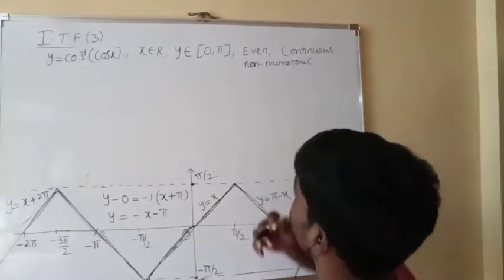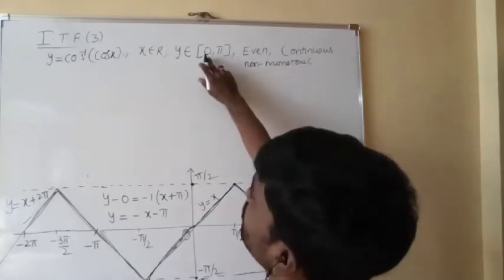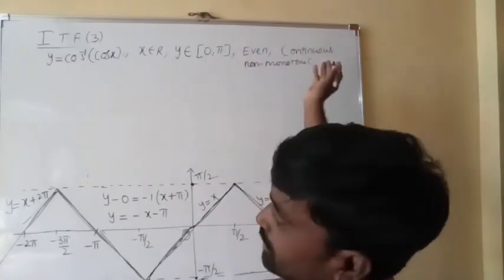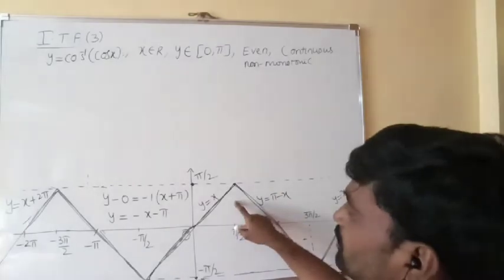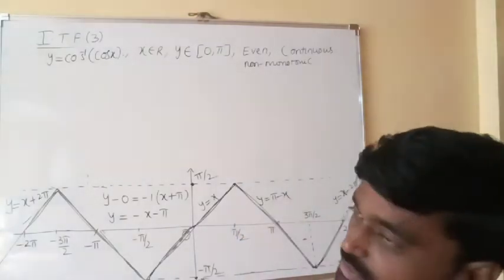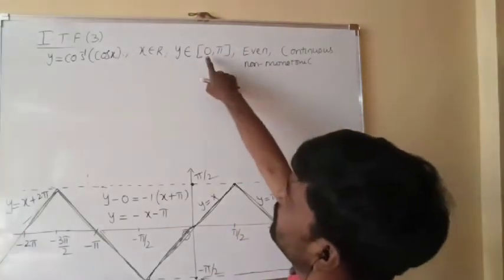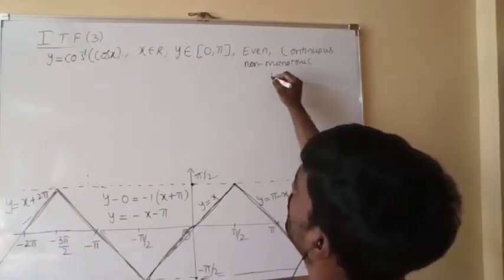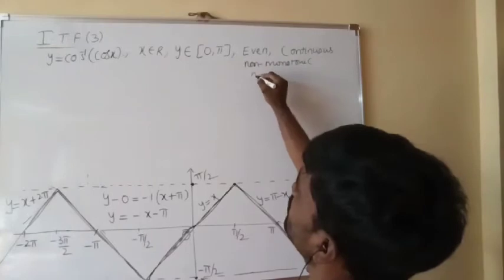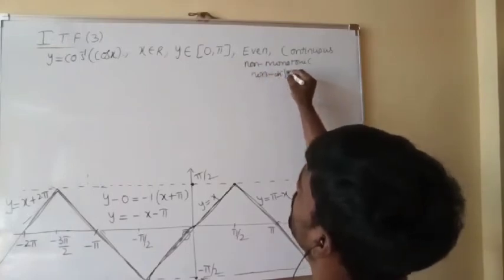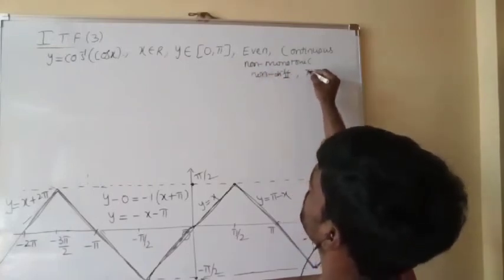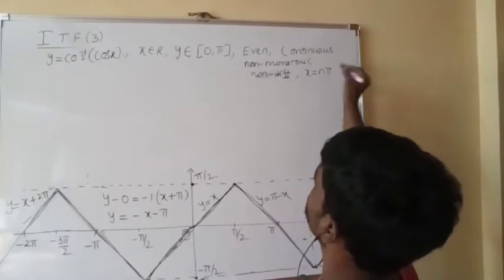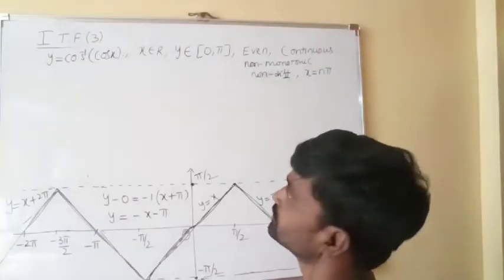And also minimum value 0, maximum value pi. For the earlier problem, maximum value pi by 2, minimum value minus pi by 2. For this problem, maximum value pi, minimum value 0, non-monotonic, and it is non-differentiable when sin x is equal to 0, that is x is equal to n pi.